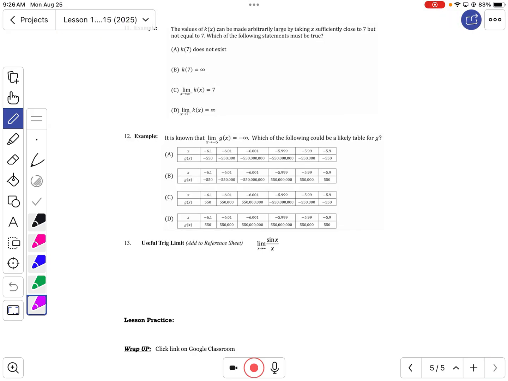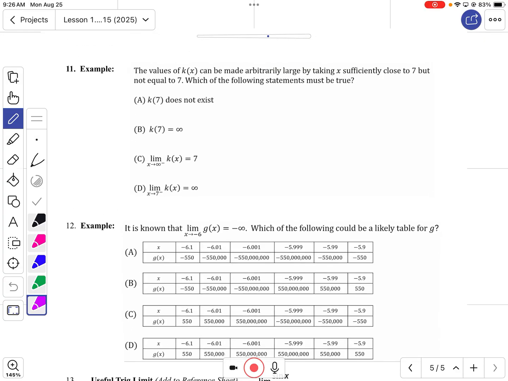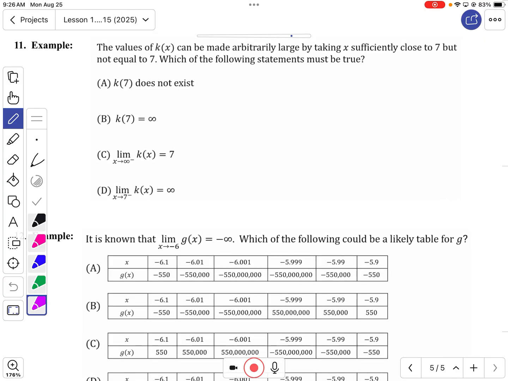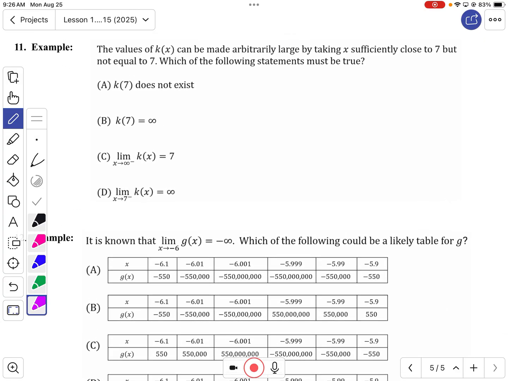All right, last couple of examples. What do you think on 11?